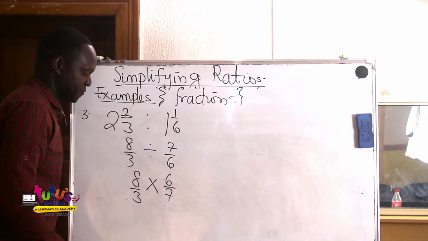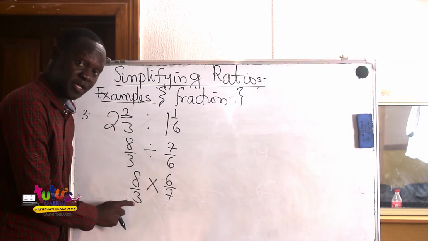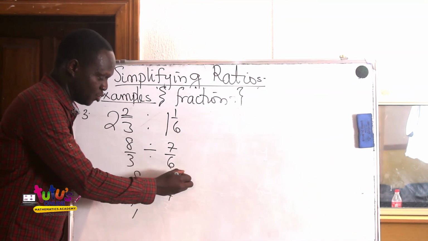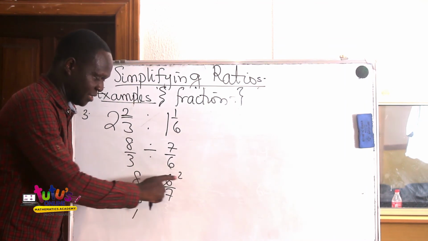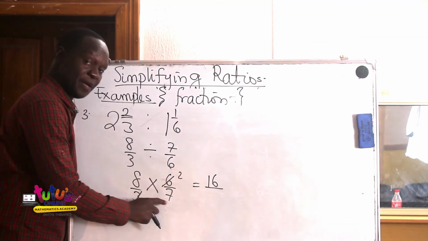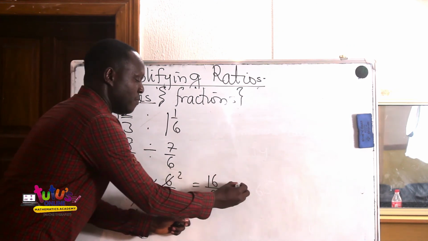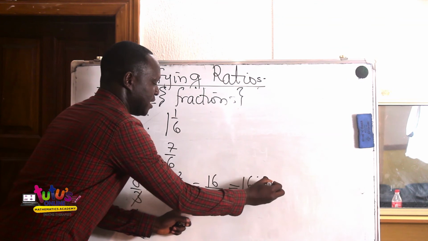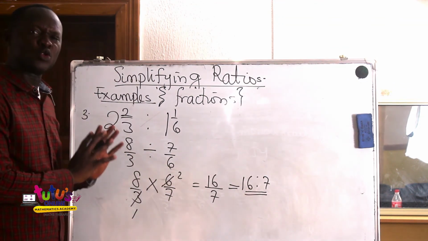You overturn this. Here you can see there is a common factor. What's the common factor? 3. 3 can go. 3 here is 1. 3 here is 2. Can anything cancel again? No, nothing can cancel. So 8 times 2 gives us 16, all over 1 times 7 is 7. These are our reduced fractions. So back as a ratio is 16:7.